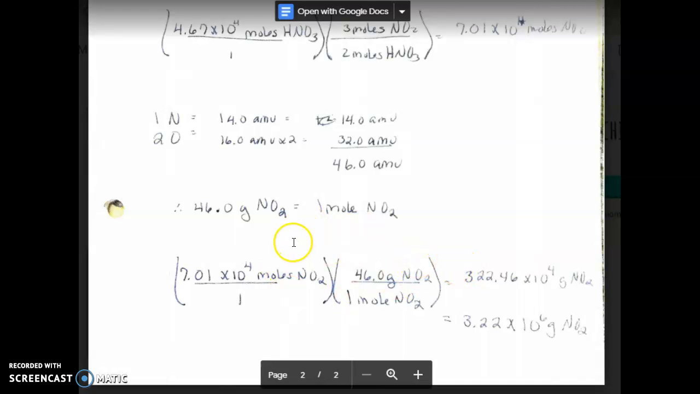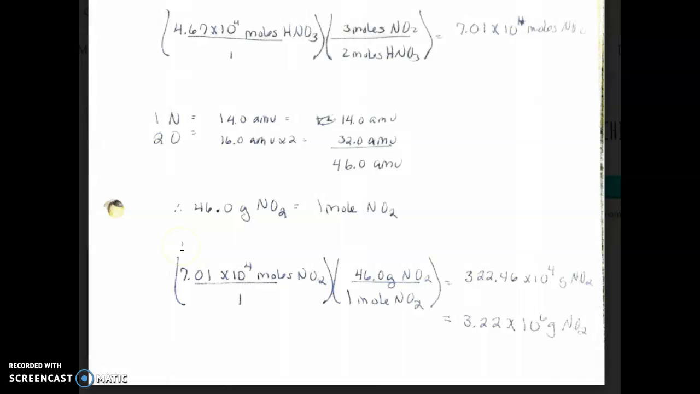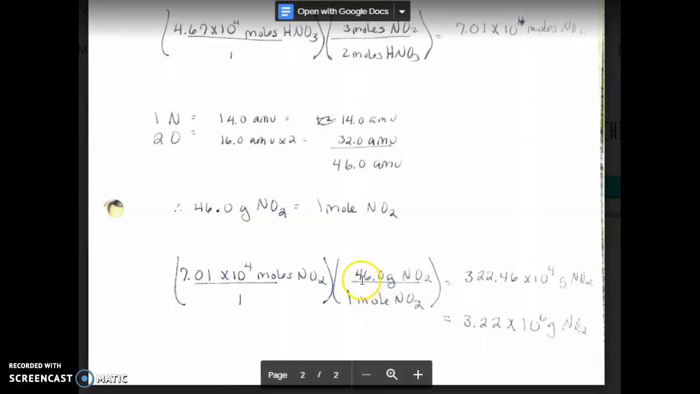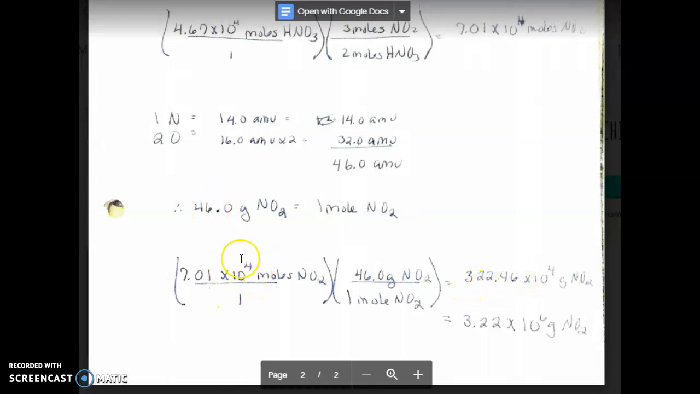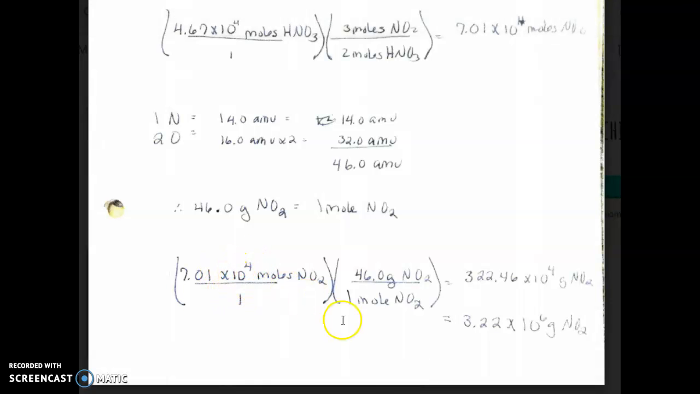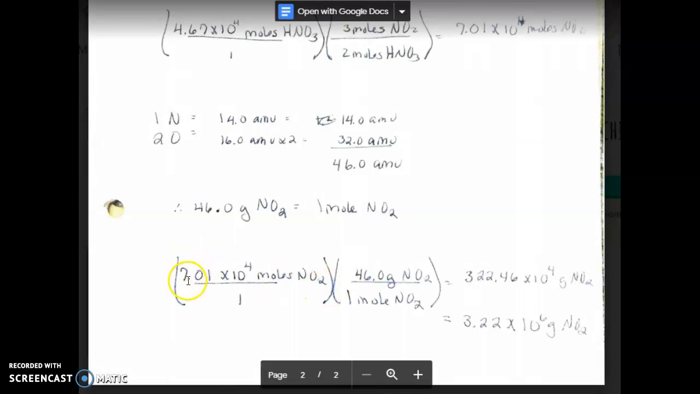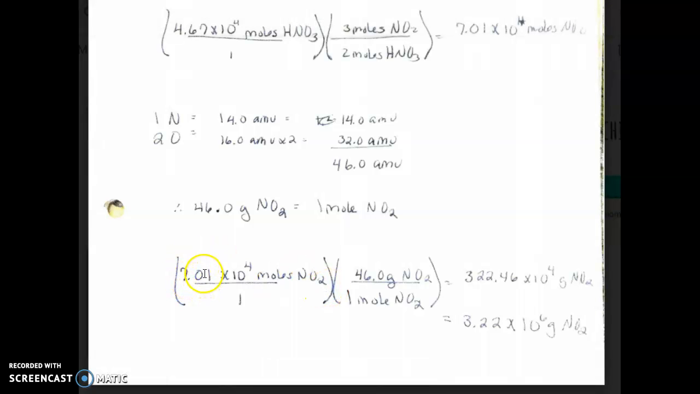If you don't have a scientific calculator, you can do this just by multiplying the 7.01 by the number 46.0. That will give you 322.46. And then you can't forget that you also have to multiply that by 10 to the 4th. However, because of these numbers, we only want 3 significant figures, and we want to write it properly in scientific notation. My 3 significant figures would be the 322, so I look to the number to the right, that's a 4, so I am not going to round that up.